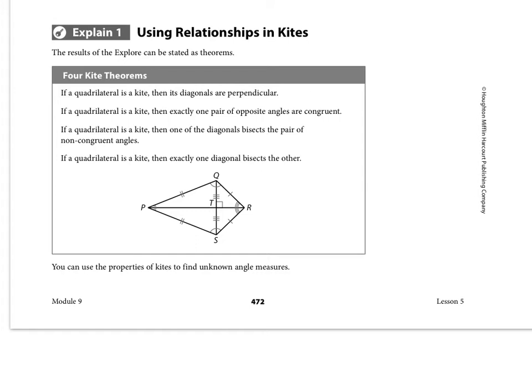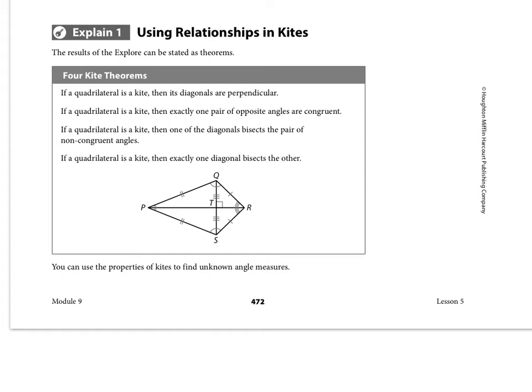The next theorem about kites is that one of those diagonals bisects the pair of angles that are not congruent. So Q and S are the ones that are congruent. The other two, P and R, get cut in half by this diagonal that runs from top to bottom, or in this case left to right. Through those angles, it cuts them in half.